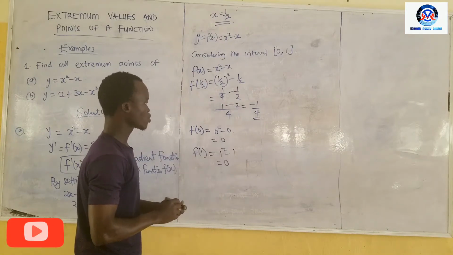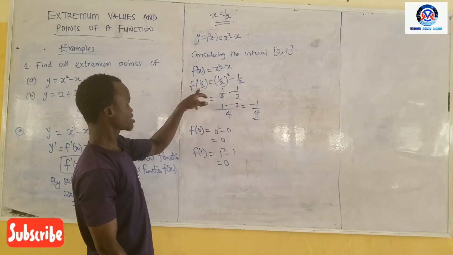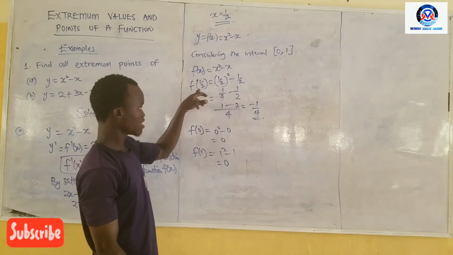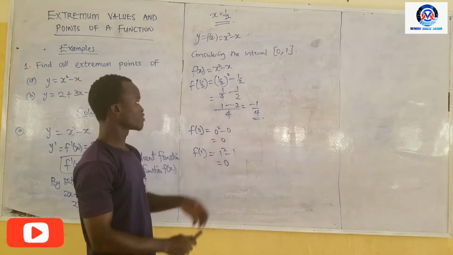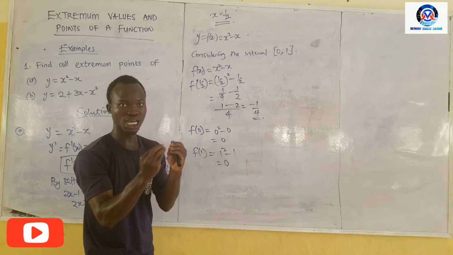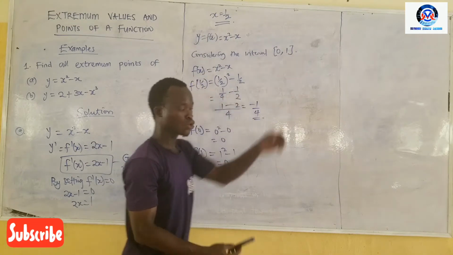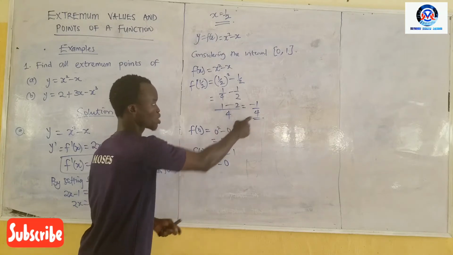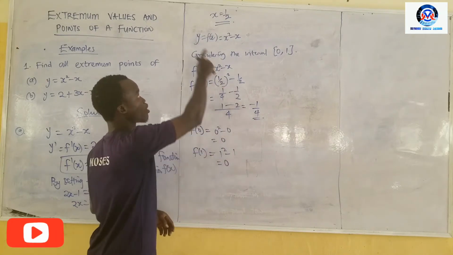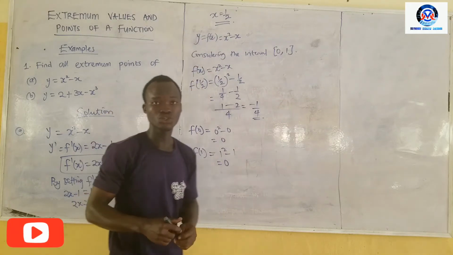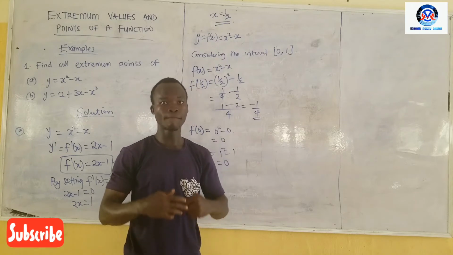So now we notice that the evaluation of the function at the point x equals 1 over 2 is lesser than the evaluation of the function at the points closer to 1 over 2. What are the points closer to 1 over 2? 0 and 1. So now, minus 1 over 4 is lesser than 0 and 0. That means the point x equals 1 over 2 is a minimum point.